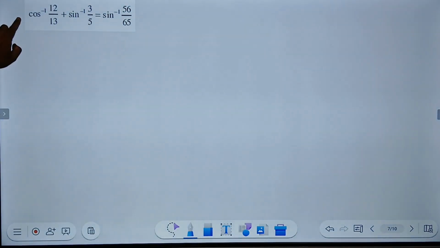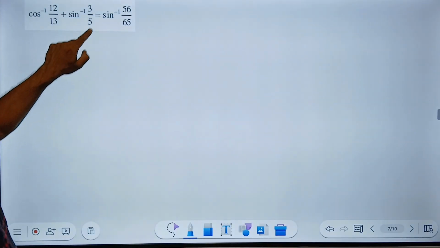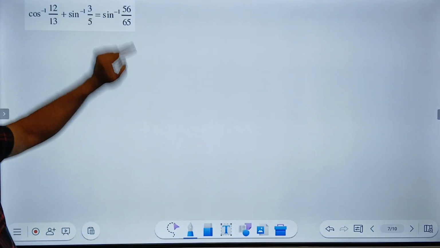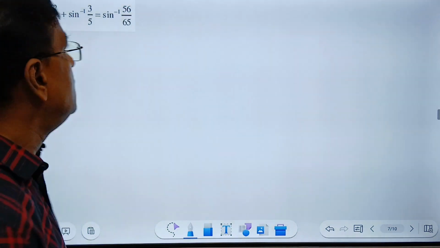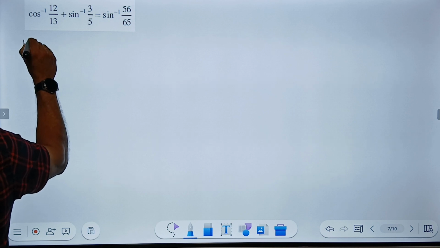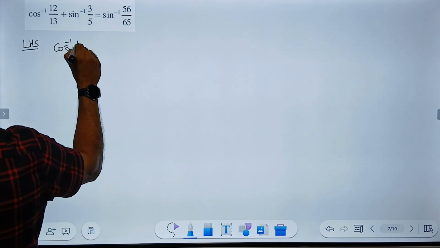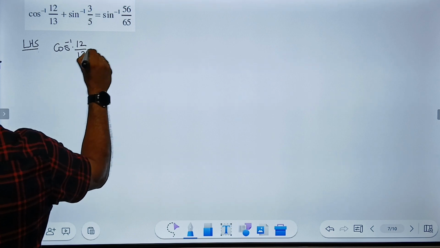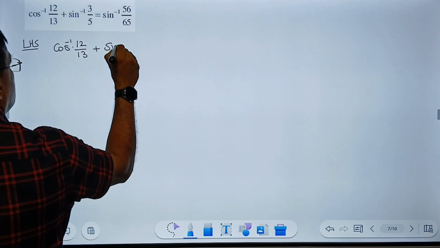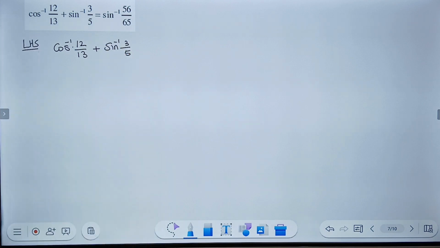Now here it is cos inverse of 12 by 13, sine inverse of 3 by 5. You have to prove it is equal to sine inverse of 56 by 65. So what I will do first, I'll take the left hand side. What is the left hand side? Cos inverse of... you can't use any formula. You have to use only the triangle to get it. I have my way to do it. See whether you understand this.